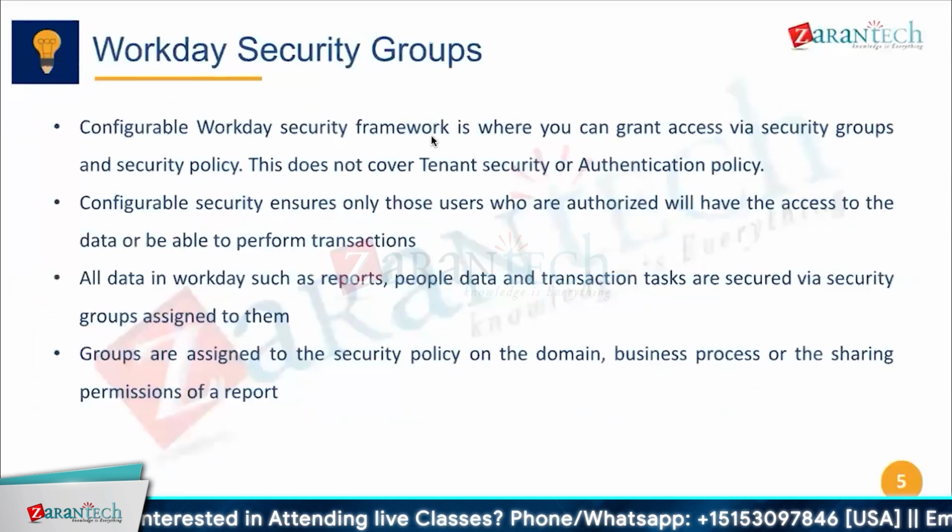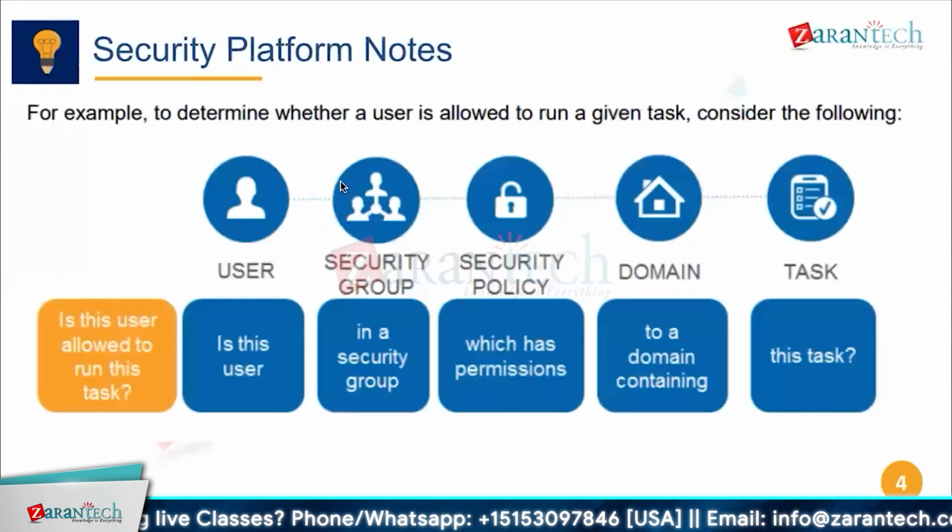So now, when we look at this particular visual, it should make sense to all of you. The scenario that we have is written on the top, for example, to determine whether a user is allowed to run a given task, you need to consider the following. Now, you look at it from left to right or right to left, it should make sense. So let's go from left to right first. The first question is, is this user allowed to run this task? All right, so we'll look at the user. Let me bring my pen here.